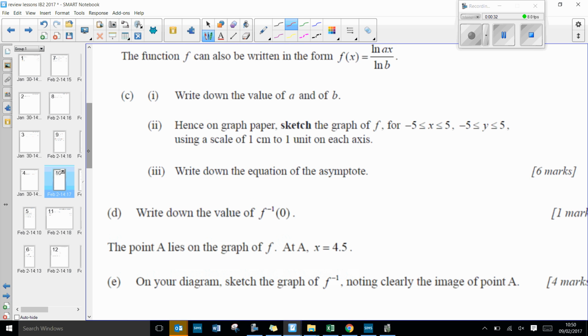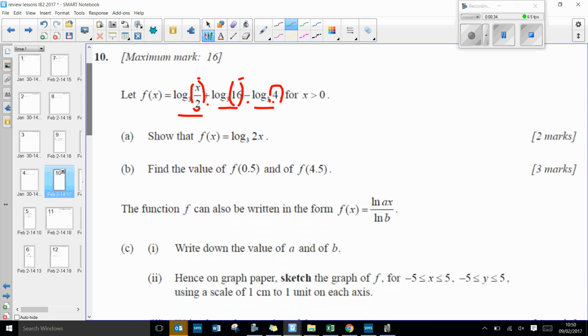So we're going to have, let me write it here. So we've got log base 3 of x over 2 multiplied by 16, and then those values are divided by 4. So x over 2 times 16 gives me 8x, and then that gives us 2x.